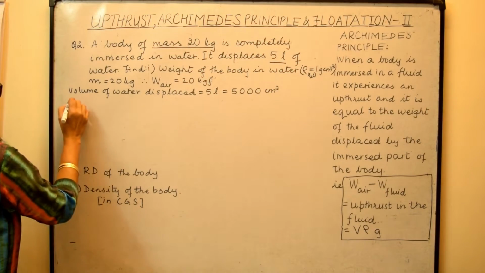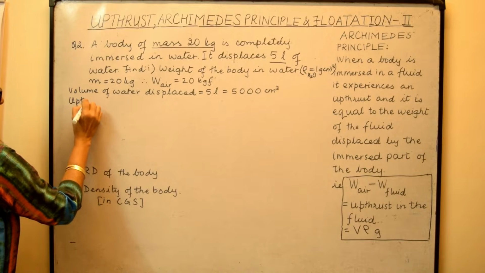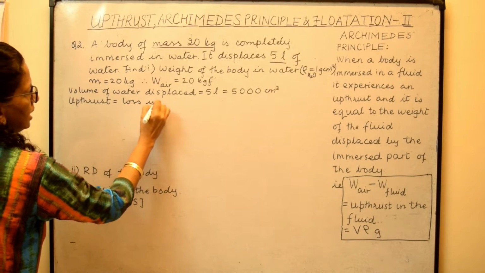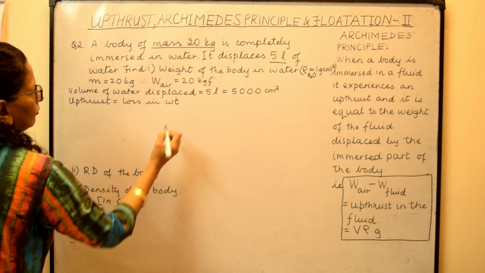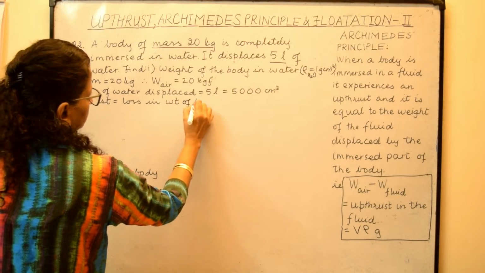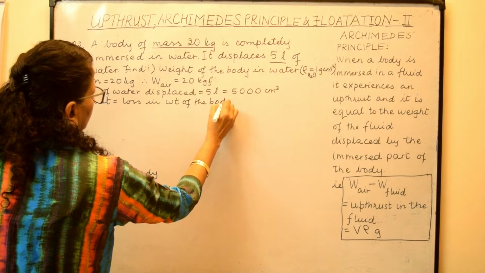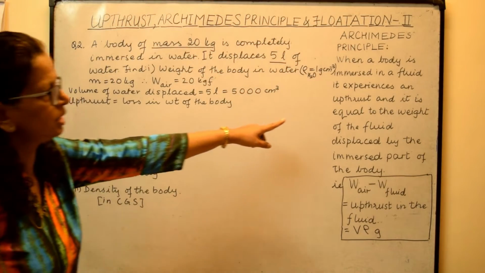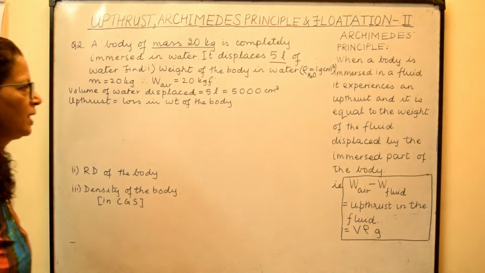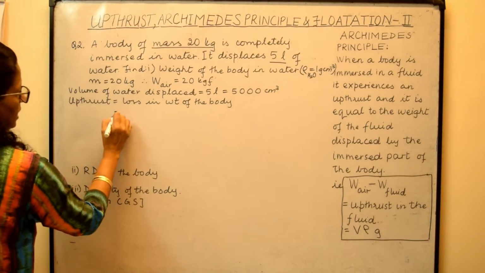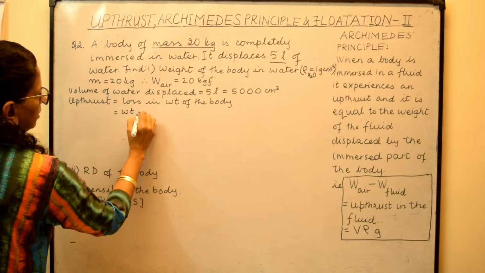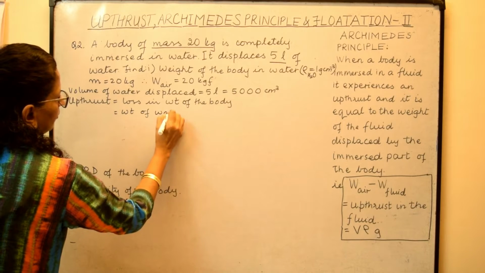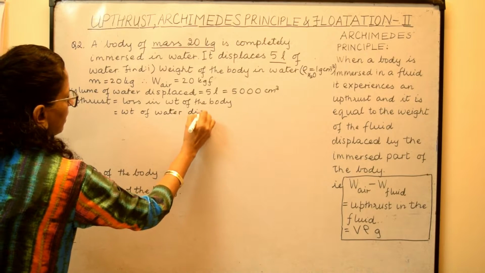Now we already know that upthrust is equal to loss in weight of the body, and we also learned that upthrust is equal to the weight of the fluid displaced by the body. So we will say it's equal to weight of fluid, in this case it is water, displaced by body.